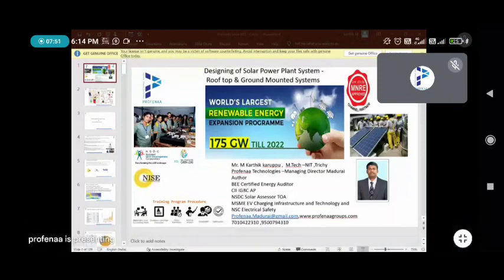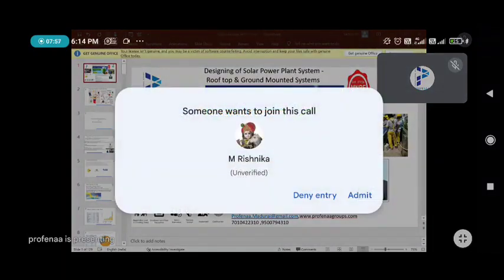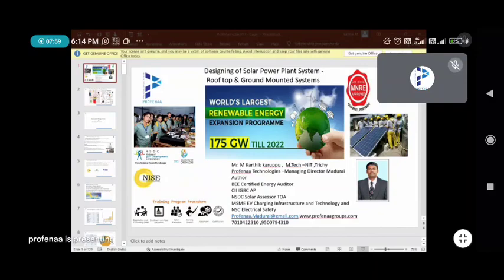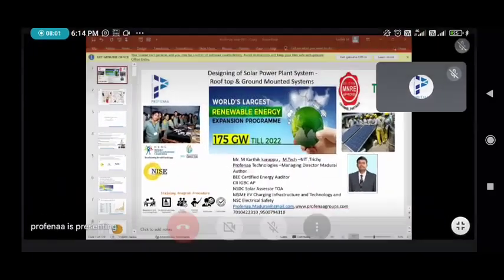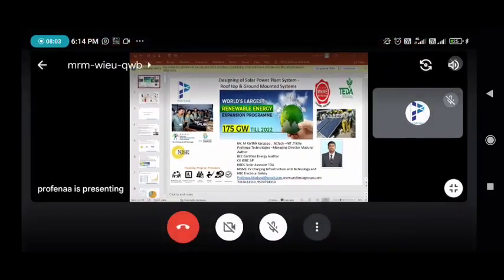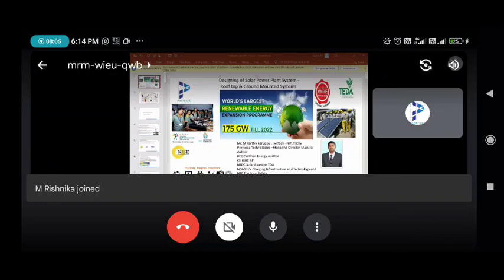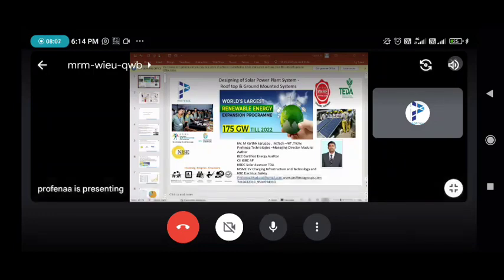So how much have we installed? 40 gigawatt. How long did it take? We are going to see the next slide. How long did it take for 40 gigawatt? When did it start? In 2010 it started, at 0.16 gigawatt. But how much did we reach? By 2020 we reached 40 gigawatt, guys. So a period of 10 years we took.